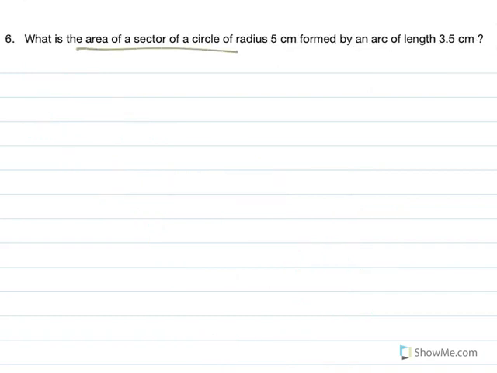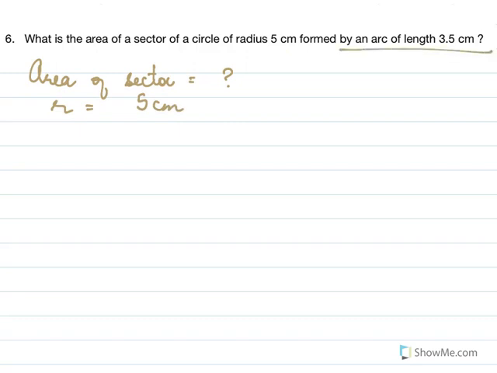What is the area of the sector? So here we need to find area of sector. So that is question mark. Radius 5 centimeters. So r 5 centimeters. Length of the arc 3.5. Length equal to 3.5 centimeter. So let's write the formula.